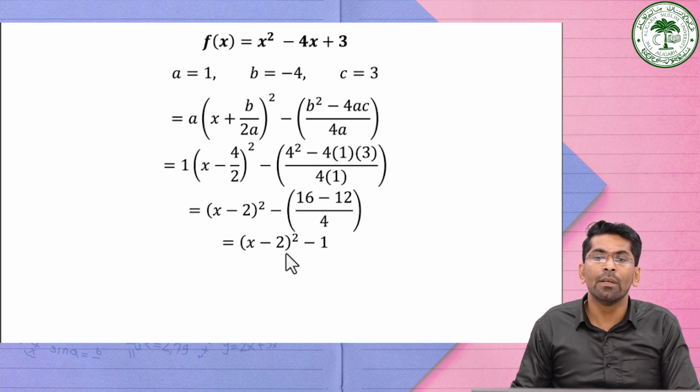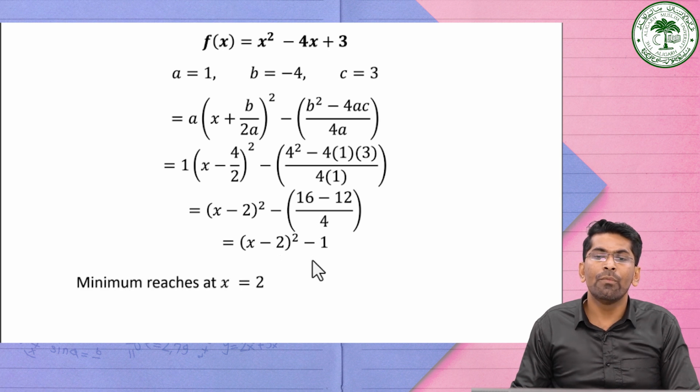So in this case, the vertex or the line of symmetry will be x is equal to 2. We are solving within the bracket term, that is x minus 2, so it will become x is equal to 2. So the line of symmetry is x is equal to 2, and the minimum value of the quadratic function here is y is equal to minus 1. So the minimum value occurs when x is equal to 2.